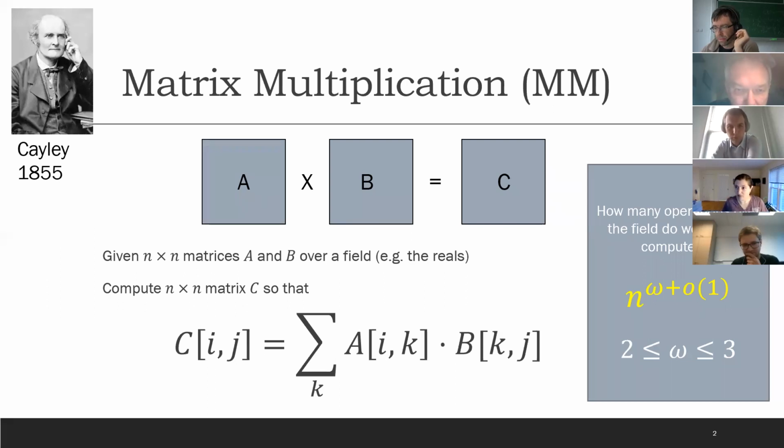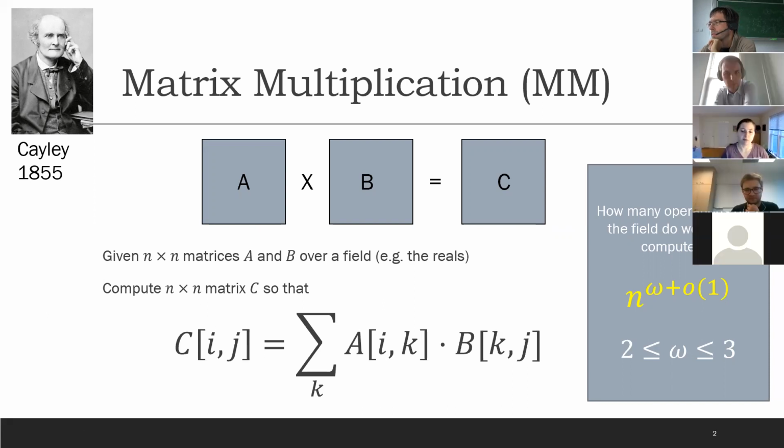Matrix multiplication was defined many centuries ago. And for us, it's interesting to know how fast we can compute the product of two matrices. Here we're going to ignore how large the entries in the matrices are. So we're going to assume that operations over two entries in our underlying field, like the real numbers, take constant time. So products, additions, subtractions, and divisions over the reals take constant time.